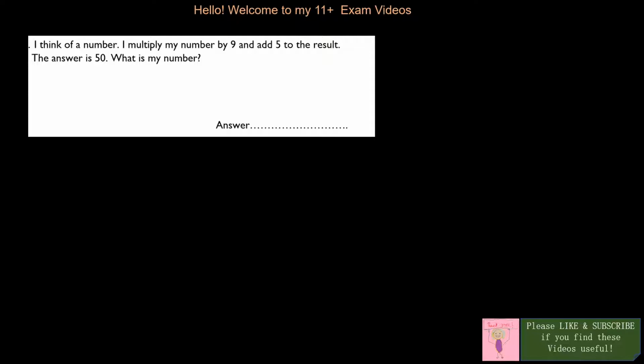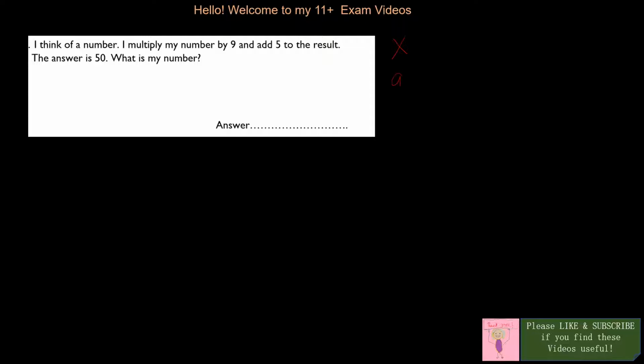So again, as we have done in other videos, as you may have watched, we assume the number is a letter like X, Y, Z, form an equation and try to solve it. I think it's the easiest way to find out what the number is. So let me assume my number is X. I multiply my number by 9 and add 5 to the result.